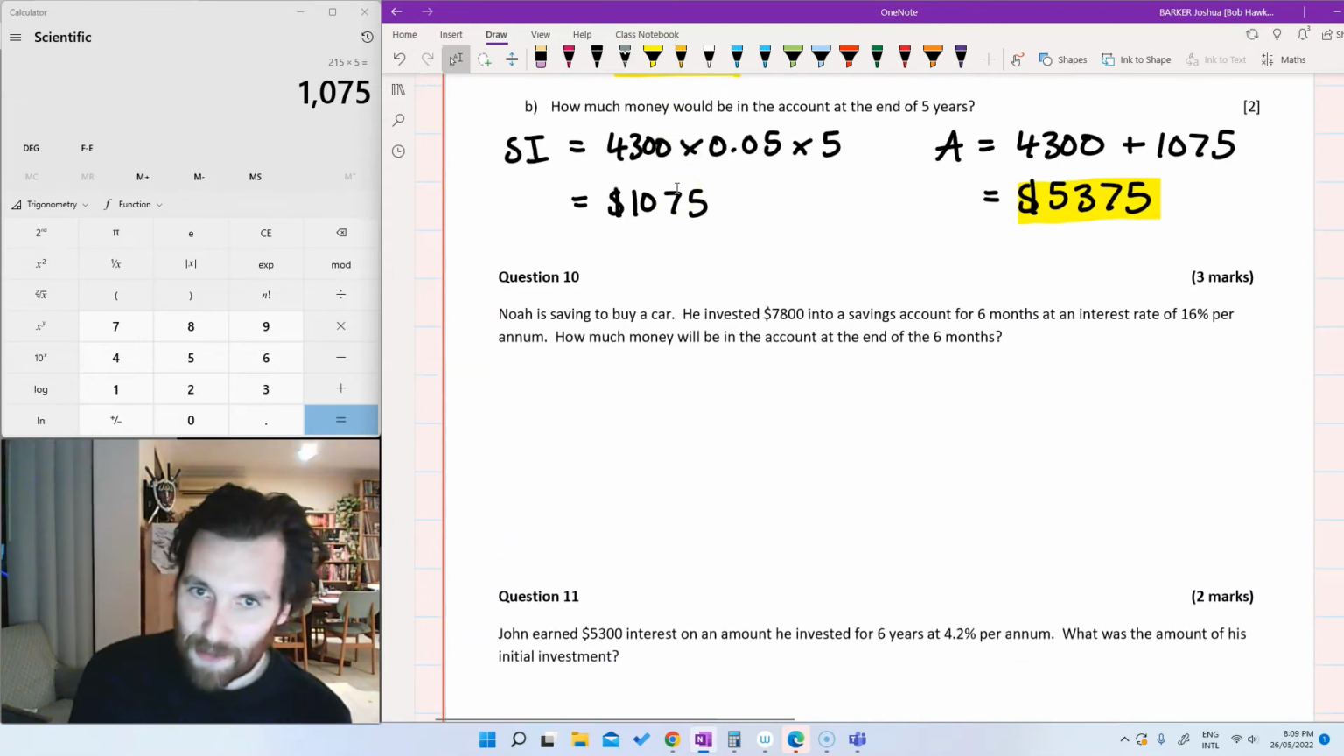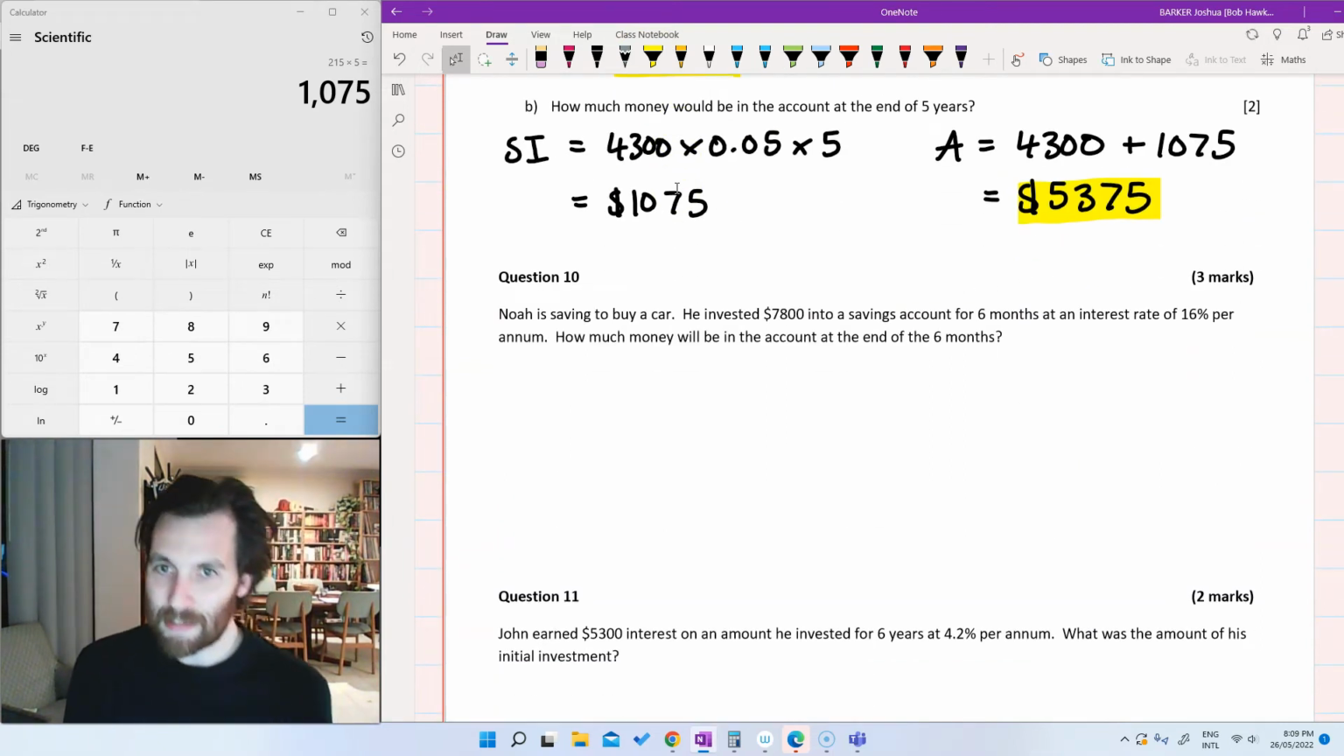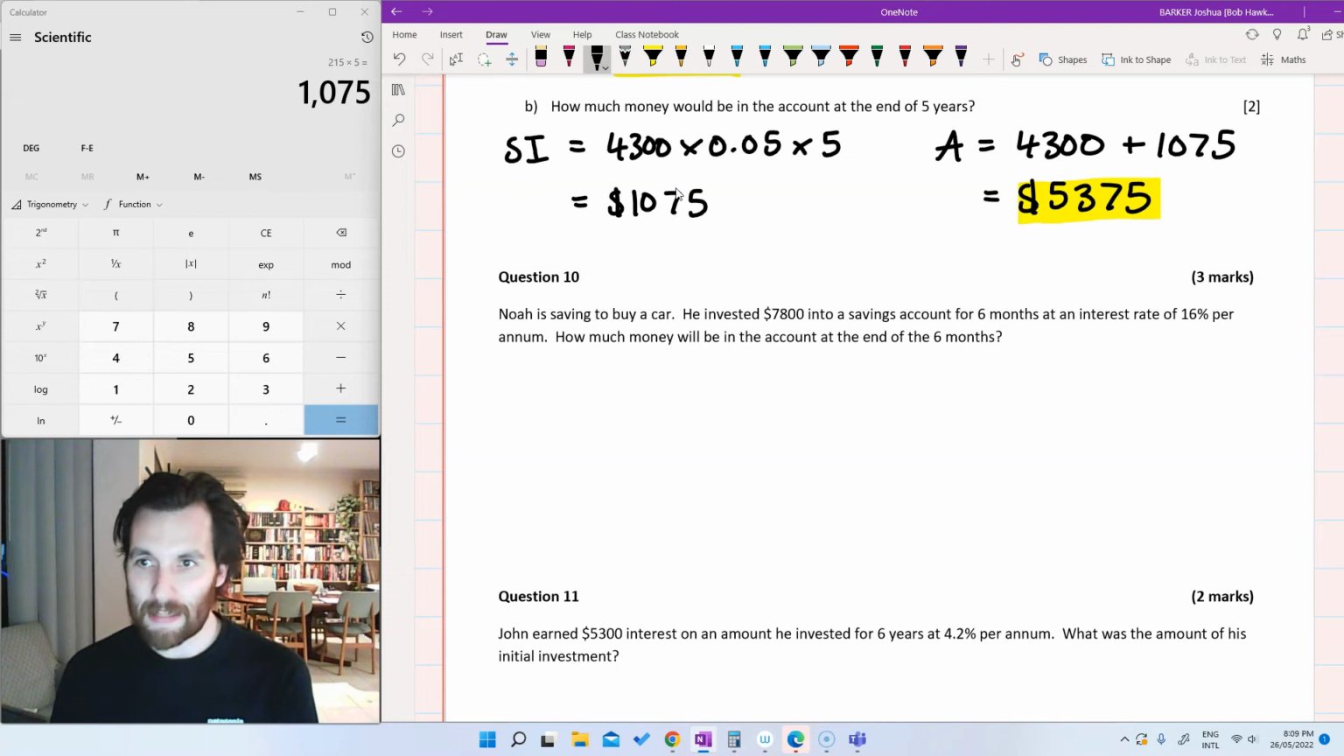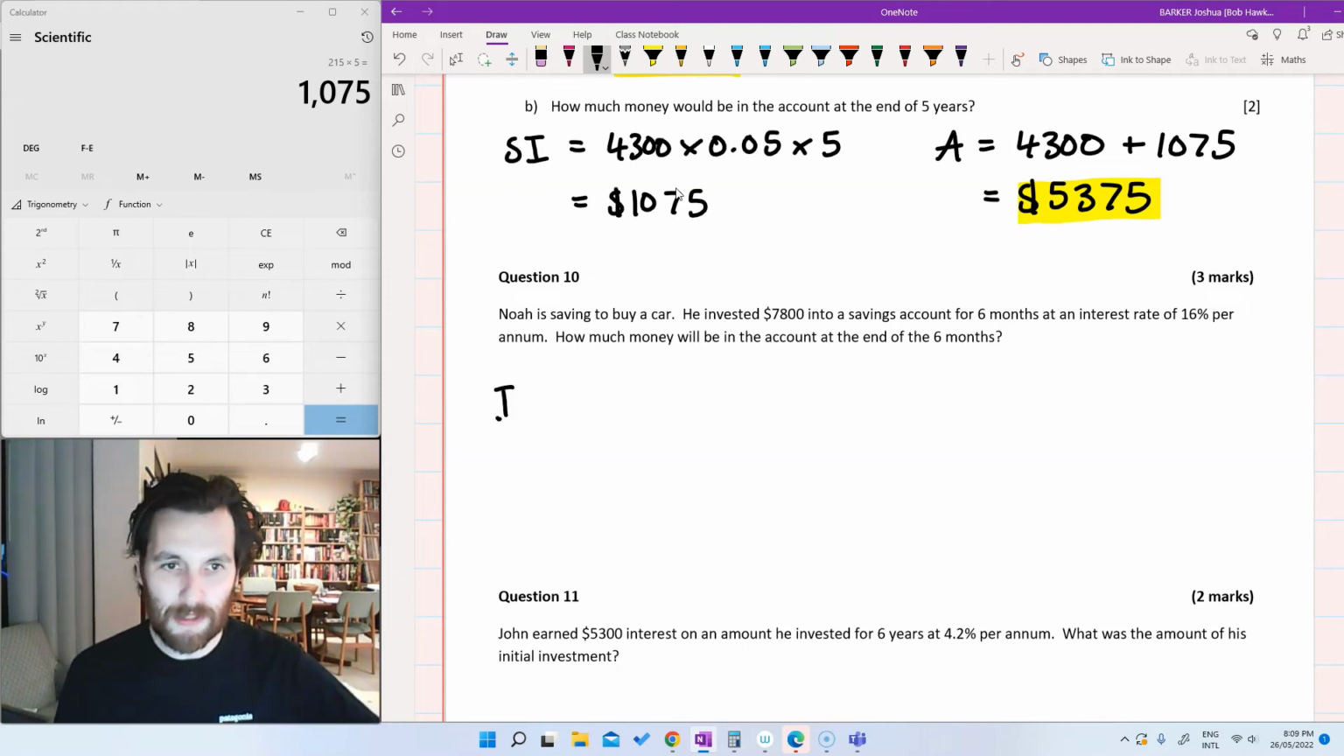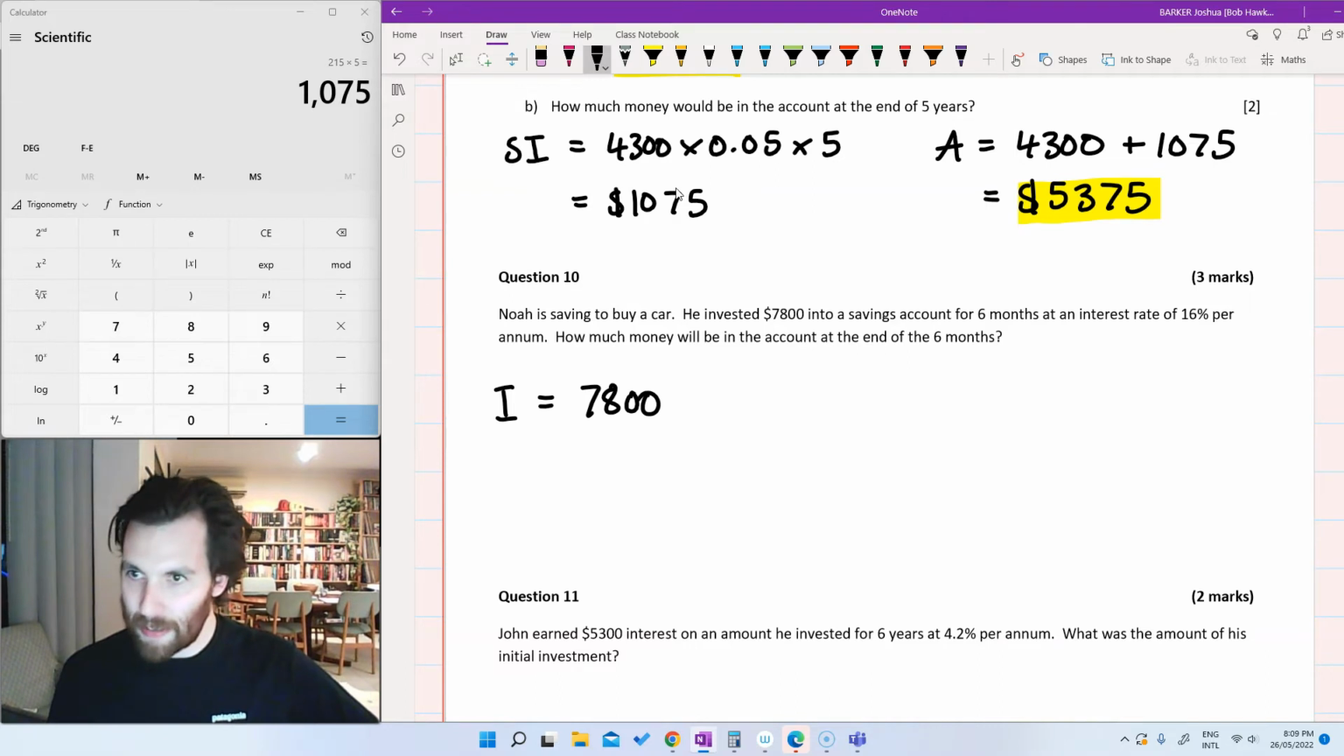Next one, Noah is saving to buy a car. He has invested some money for 6 months. Okay. This is another how much money will be in an account at the end question. So we've got to find the interest and the amount separately. So the interest this time, we start off with 7,800. The interest rate is 16% per annum. So divide 16 by 100, 0.16.